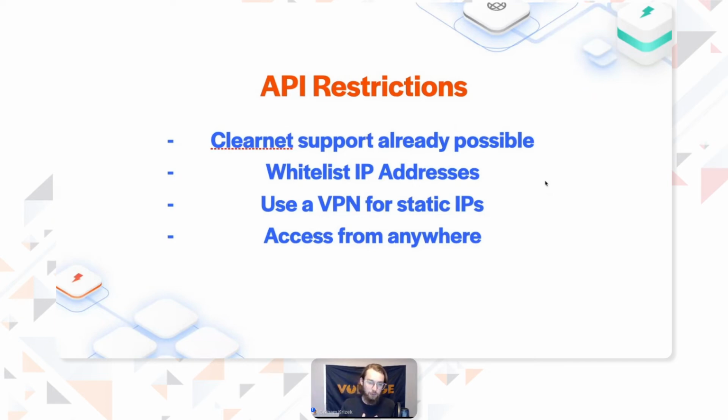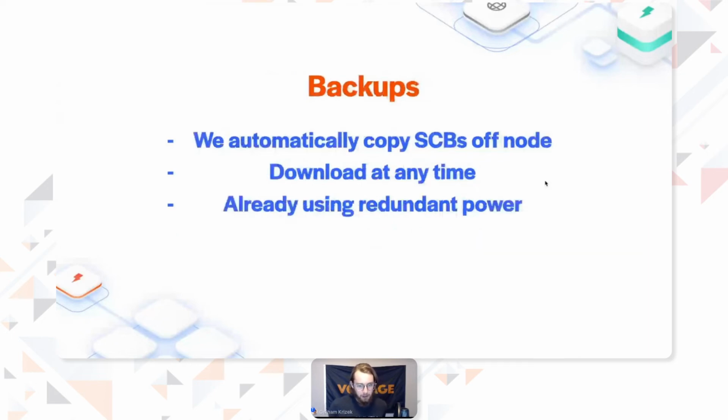That's what I do for my node: my IP whitelist goes to my home address, and I have a VPN inside of my home. And so whenever I'm out, not at home, I just connect to my VPN at home, and then I'm able to send and receive Lightning payments really easily. So this is a good way to lock down your IP address, but still have the accessibility to access it anywhere. Backups are something that we pretty much handle for you.